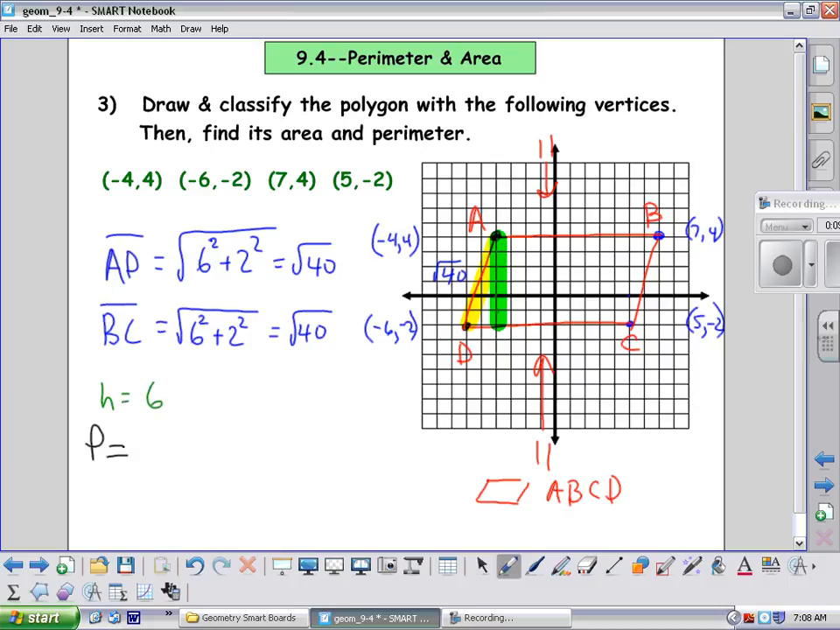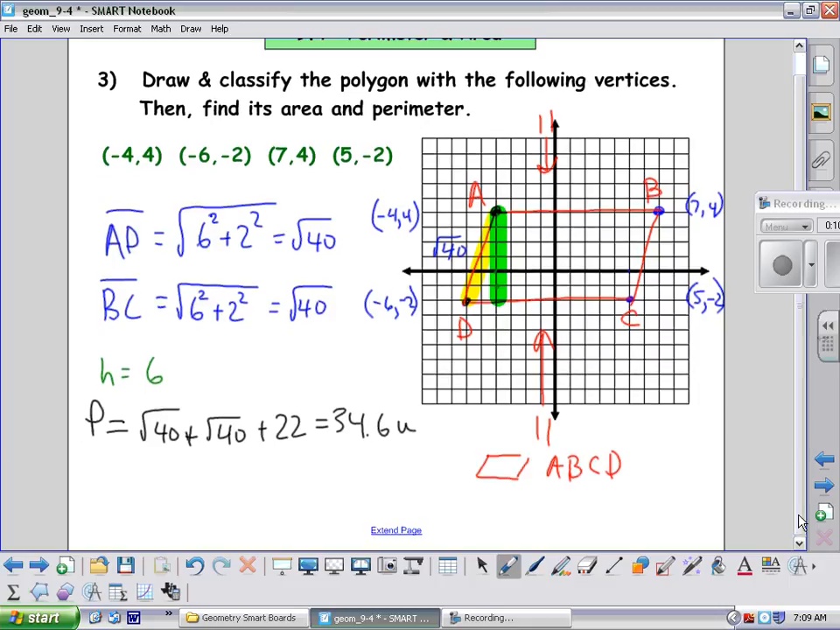For the perimeter, I get square root of 40 plus square root of 40 plus 11, so plus 22. And that turns out to be 34.6 units. And for the area, base times height. So the base is 11, the height is 6, so 66 square units.